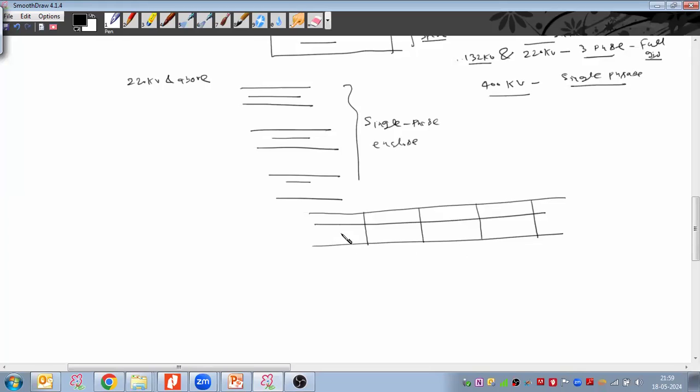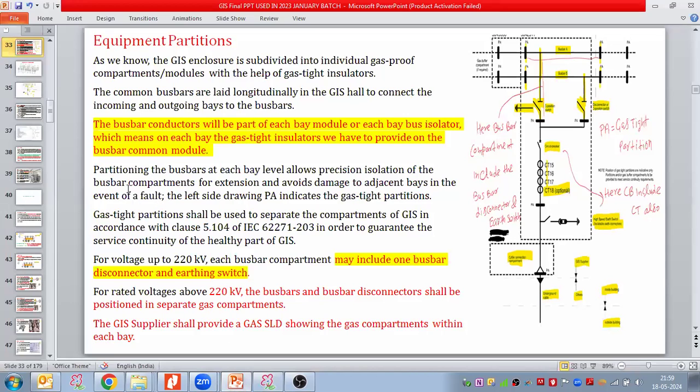So here we have the bay 1, here we have the bay 2, here we have the bay 3, or feeder 3, feeder 4. So this bus bar at each bay level, each feeder level, we have to divide into separate gas proof compartments. Partitioning the bus bar at each bay level allows precision isolation of the bus bar compartment for extension and avoids damage to the adjacent bay in the event of a fault. Due to that reason, we are dividing the bus bar at each bay level.